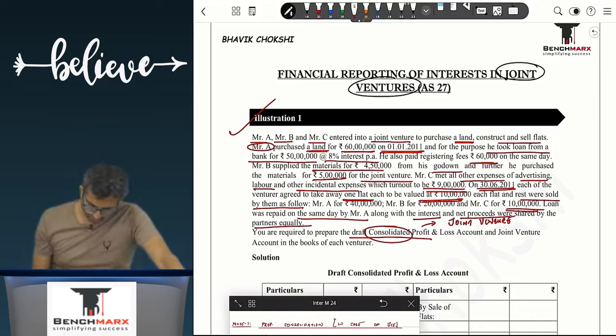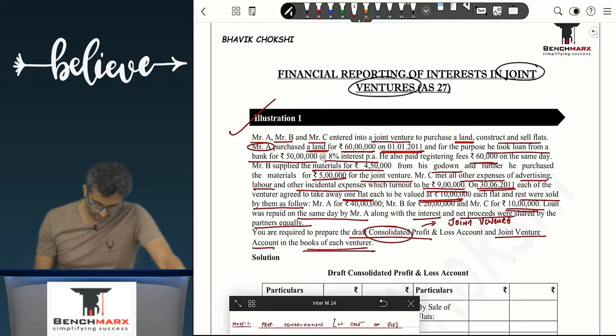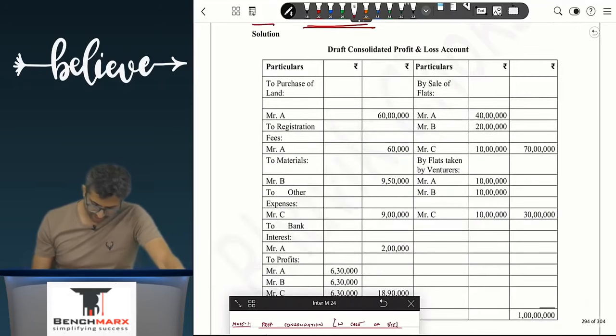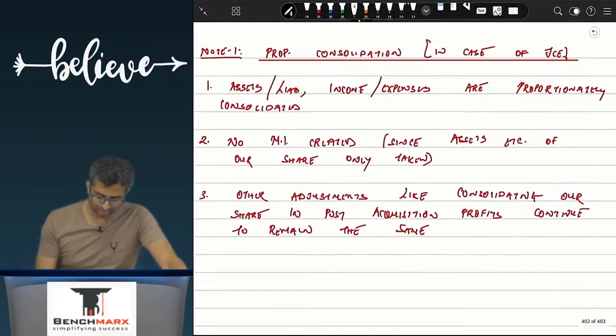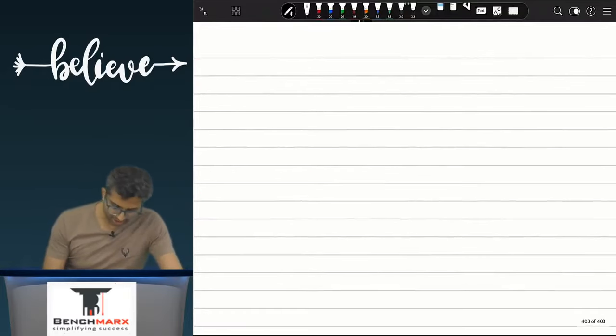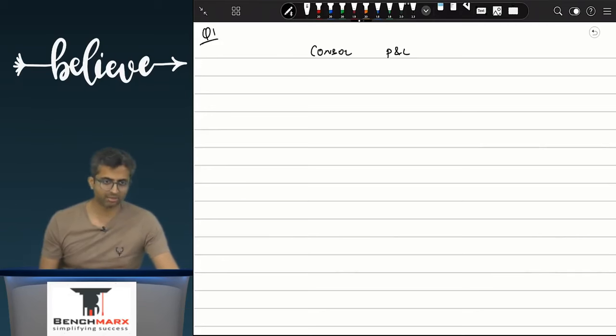You are required to prepare the consolidated profit and loss and the joint venture account in the books of each venturer. We will see how to record in the books of each venturer. But first, let us at least prepare the joint venture account. You can even refer to what is given. I'll just do that for reference. This is question number one. So if I look at the consolidated profit and loss, okay.